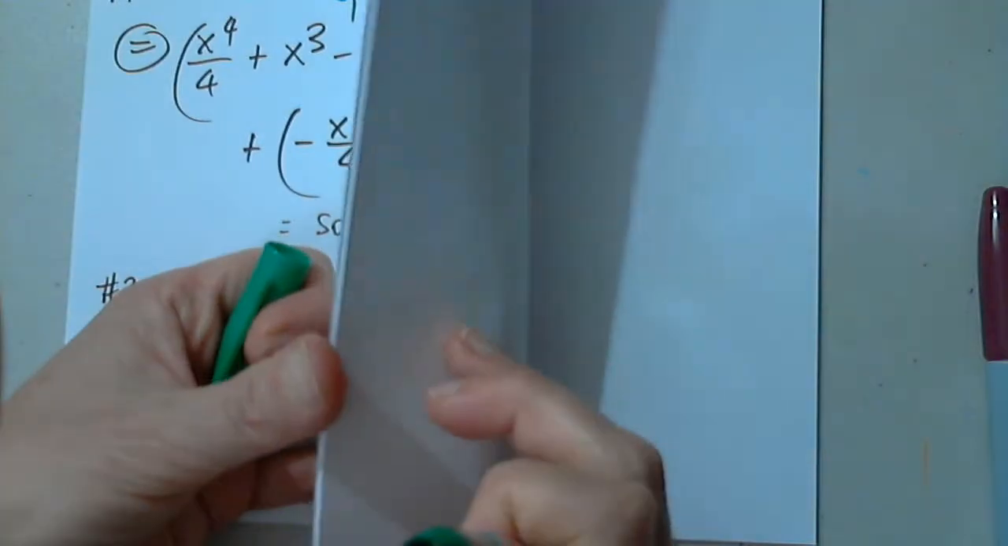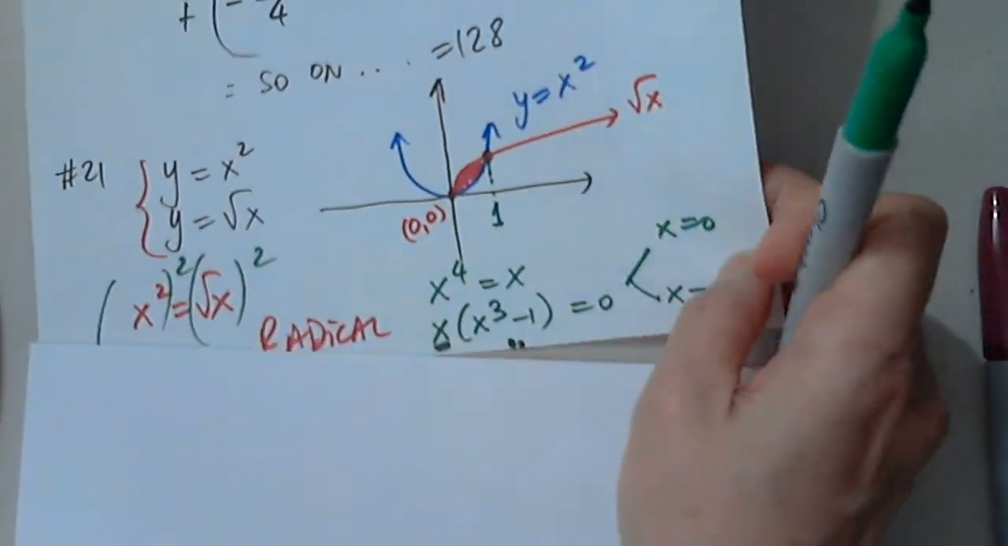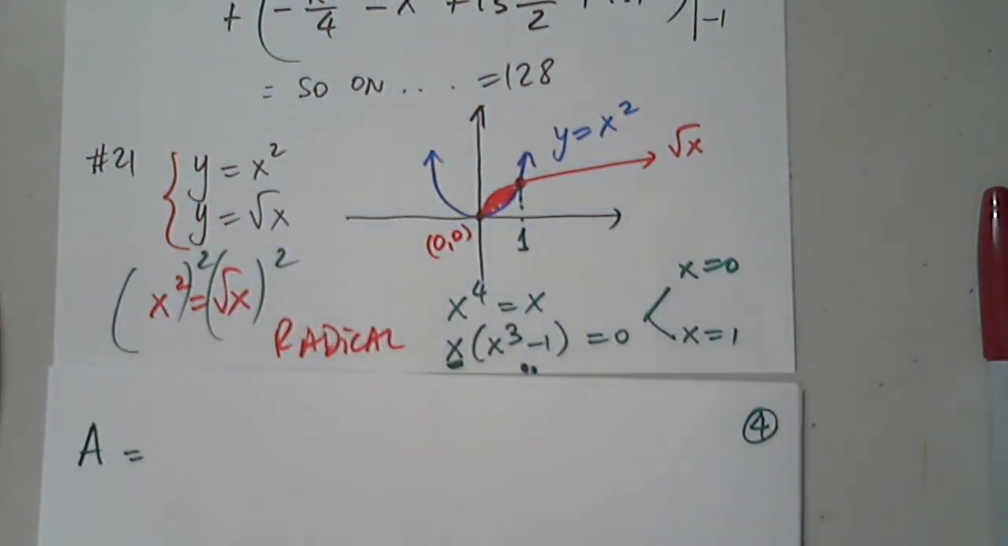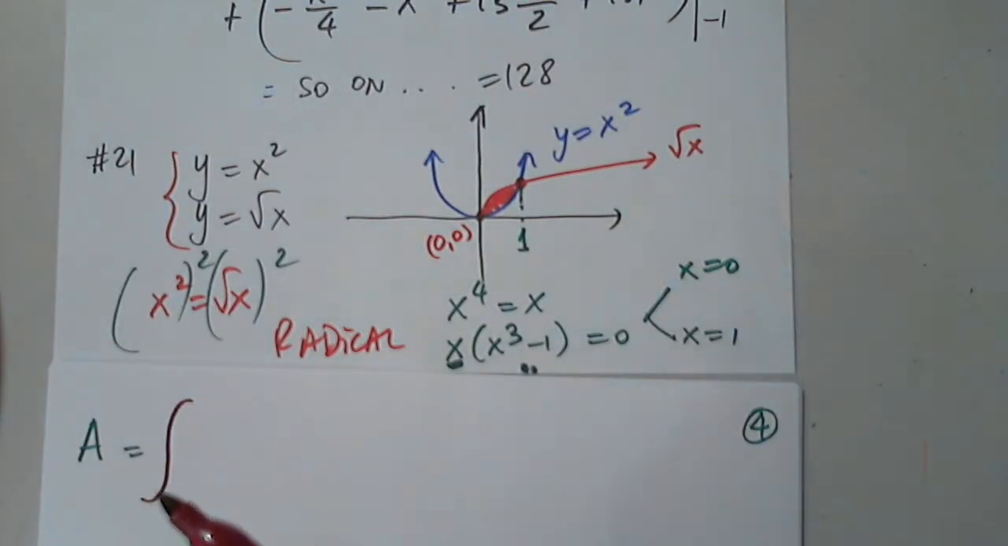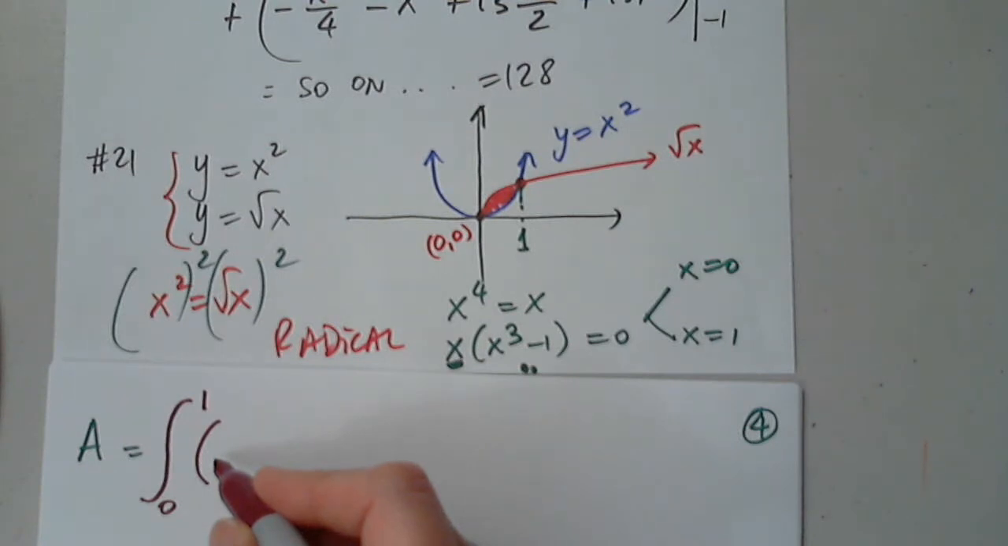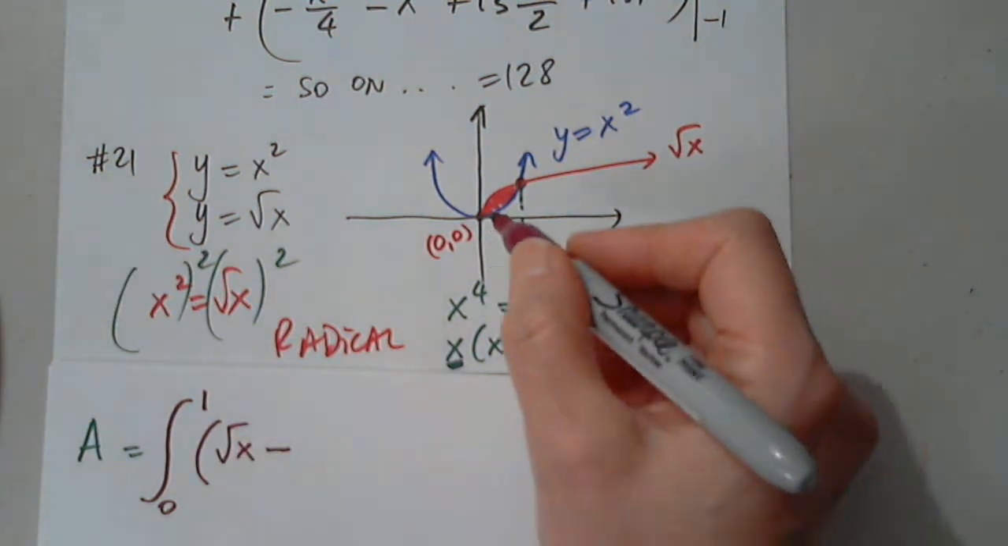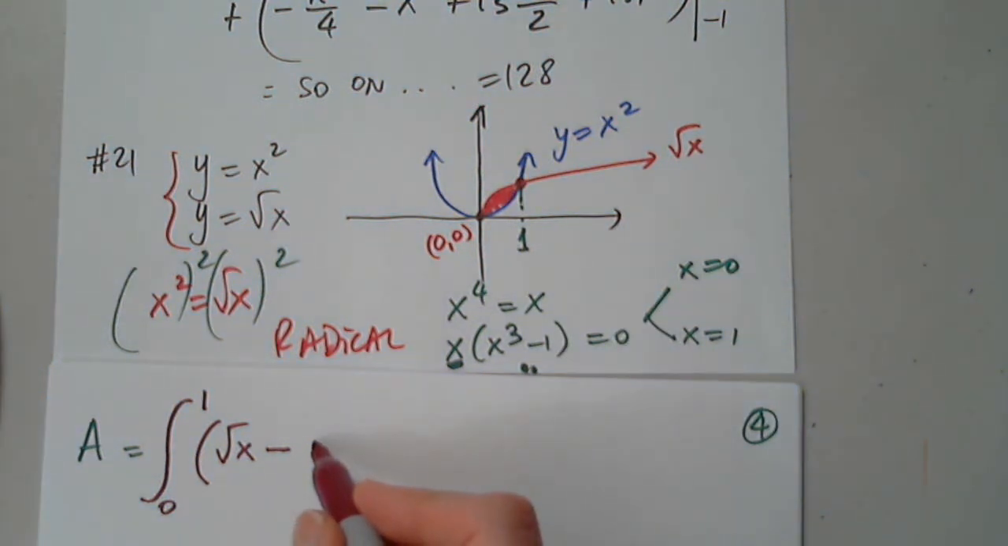Can anyone tell us how to write this area? How to write the definite integral I meant, and then we will find it together. Can anyone give it a shot? It's okay if you're wrong. Yes? The definite integral, from 0 to 1. Excellent. What's the integrand? From the function above, the square root of x, minus the function below, x squared. That's it.